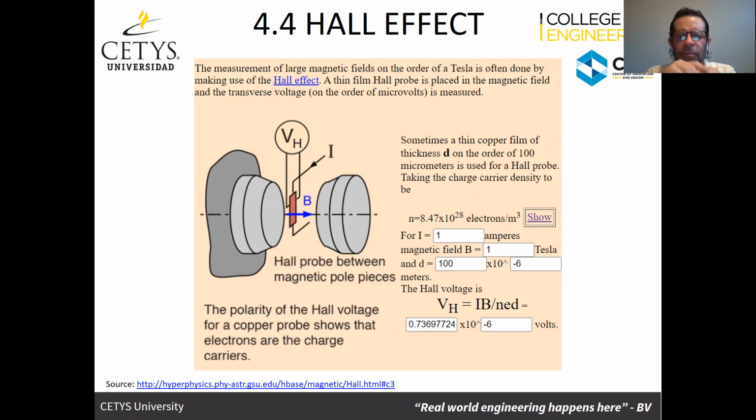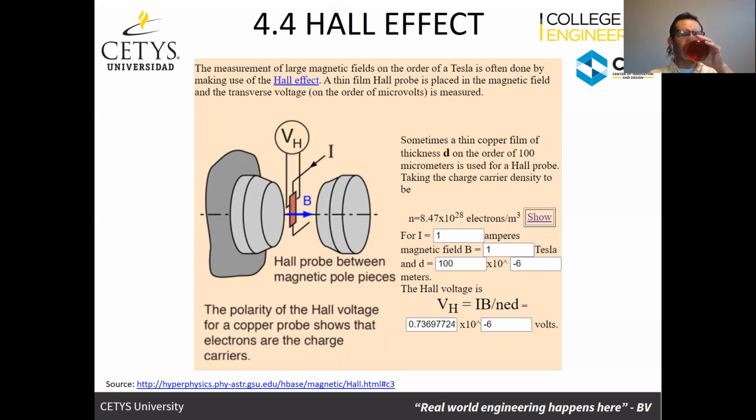You've got the link there on the bottom. You can play around with these values. Again, they're going to depend on the material, the current going through the film, the magnetic field, and the thickness. Okay. Now, how can this effect be used practically?